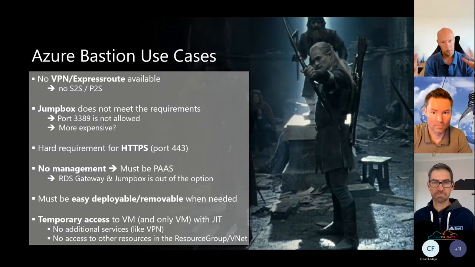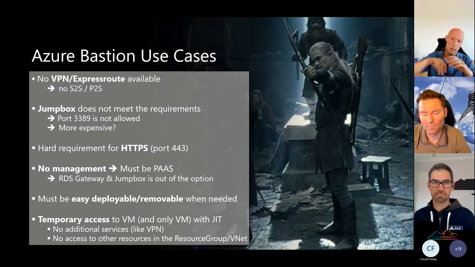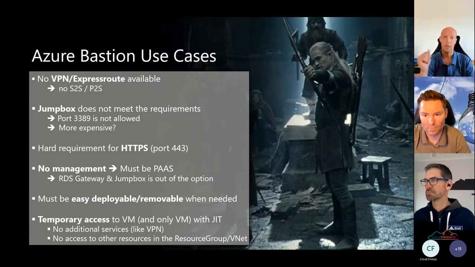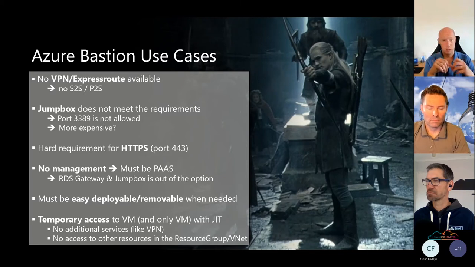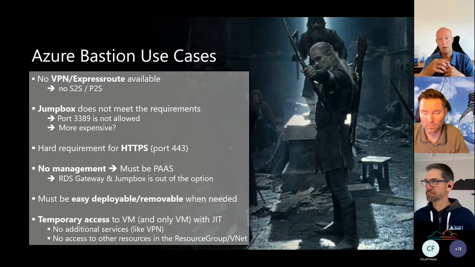Some use cases, why you would want to use Azure Bastion. If you have an Azure environment and there is no site-to-site connection or you have no VPN gateway, then you can still use Azure Bastion because it's just a PaaS service which you deploy inside your VNet and you can use it to connect to your virtual machines. Also, if a jump box doesn't meet your company requirements, so if 3389 is not allowed, even with JIT in place, or if it's too expensive, then you can still use Bastion. Also, if you have the policy inside your company that everything needs to be SSH or SSL encrypted using HTTPS, then Bastion is still a good use case because it's through HTTPS, so it doesn't use RDP or SSH directly to the Bastion host. No, it's an HTTPS connection.